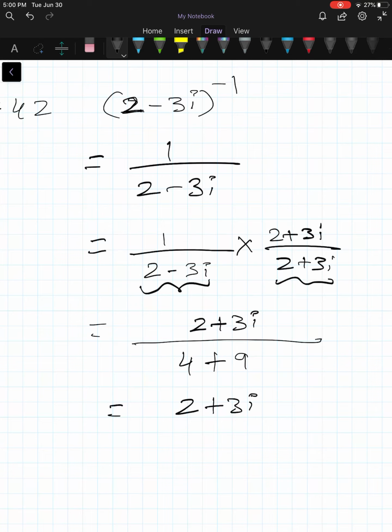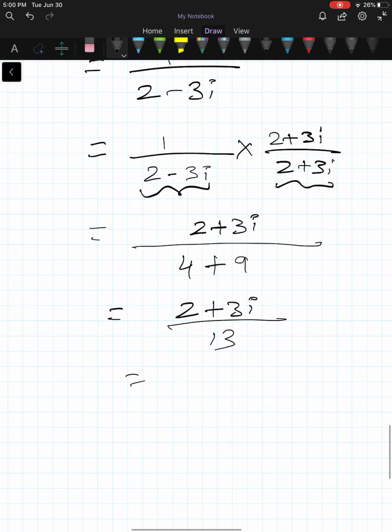This can be further simplified as 2 plus 3i divided by 13. To express this in a plus bi format again, that is 2 divided by 13 plus 3 divided by 13 i.